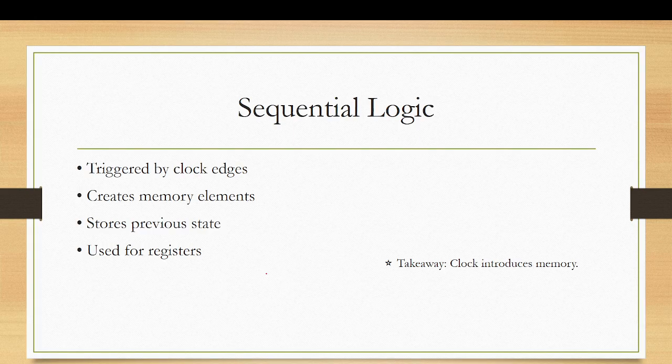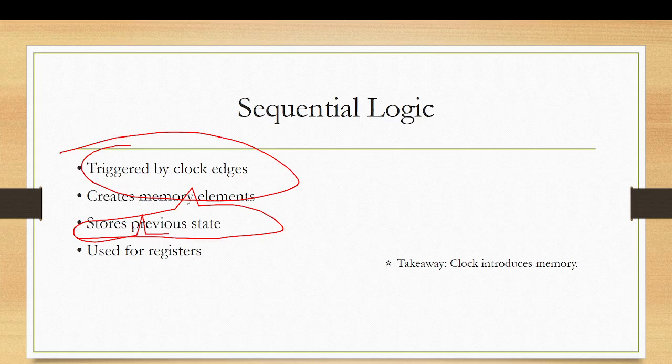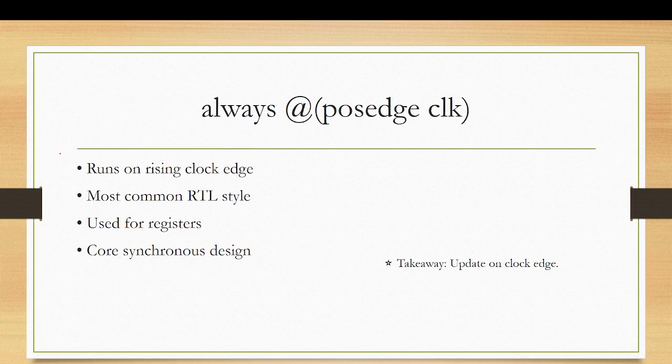Now we are entering the really exciting part. So far we have discussed combinational logic, but what if hardware needs memory? That's where sequential logic comes in. Sequential logic depends not only on current inputs, but also on previous state. It stores information. The most common way to build it is using a clock-triggered always block, triggered by the clock edge. Clock introduces memory.